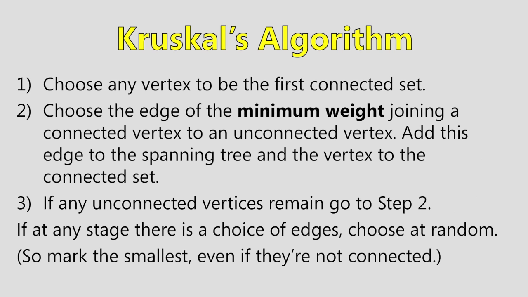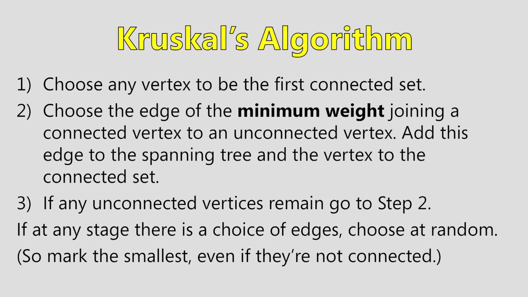The first one is Kruskal's algorithm. Number 1, choose any vertex to be the first connected set. Number 2, choose the edge of the minimum weight joining a connected vertex to an unconnected vertex. Add this edge to the spanning tree and the vertex to the connected set. Does that make sense? I hope it does. I've got no one to tell me that it doesn't, so it does.